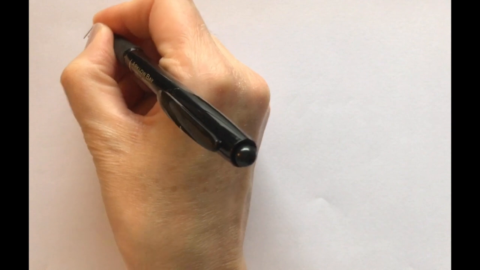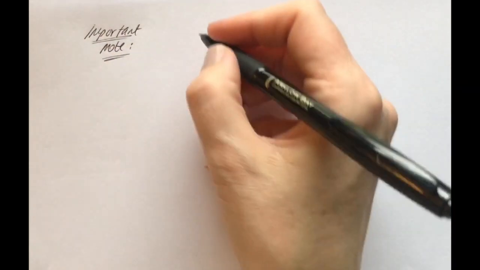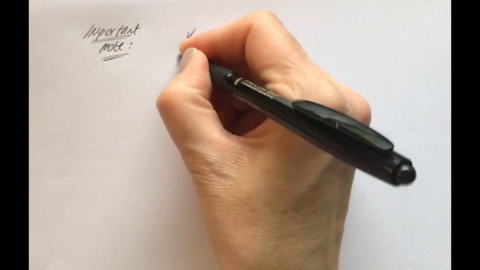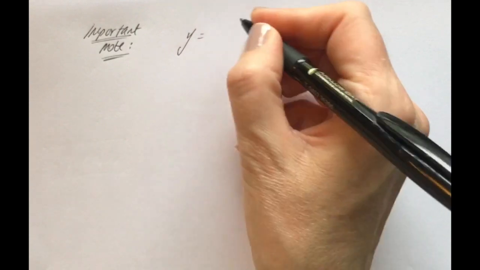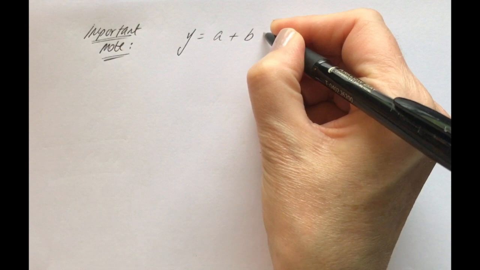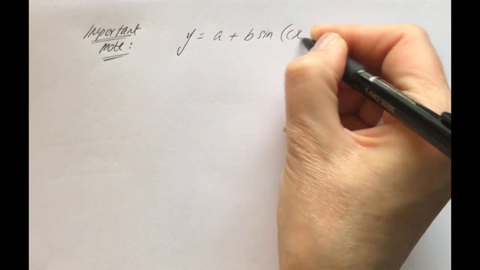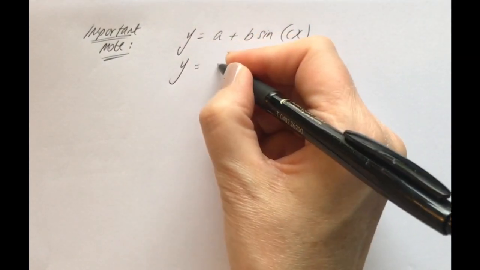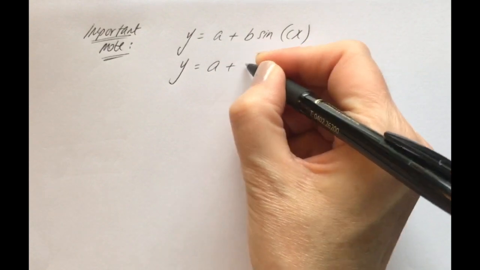So here's the important note. Just to sum up everything we've just been looking at and gotten a nice visual on, we're talking about transformations on either the sine x curve or the cos x curve. We don't have transformations on the tan x curve. That's not on our curriculum, so we don't have to worry about that.